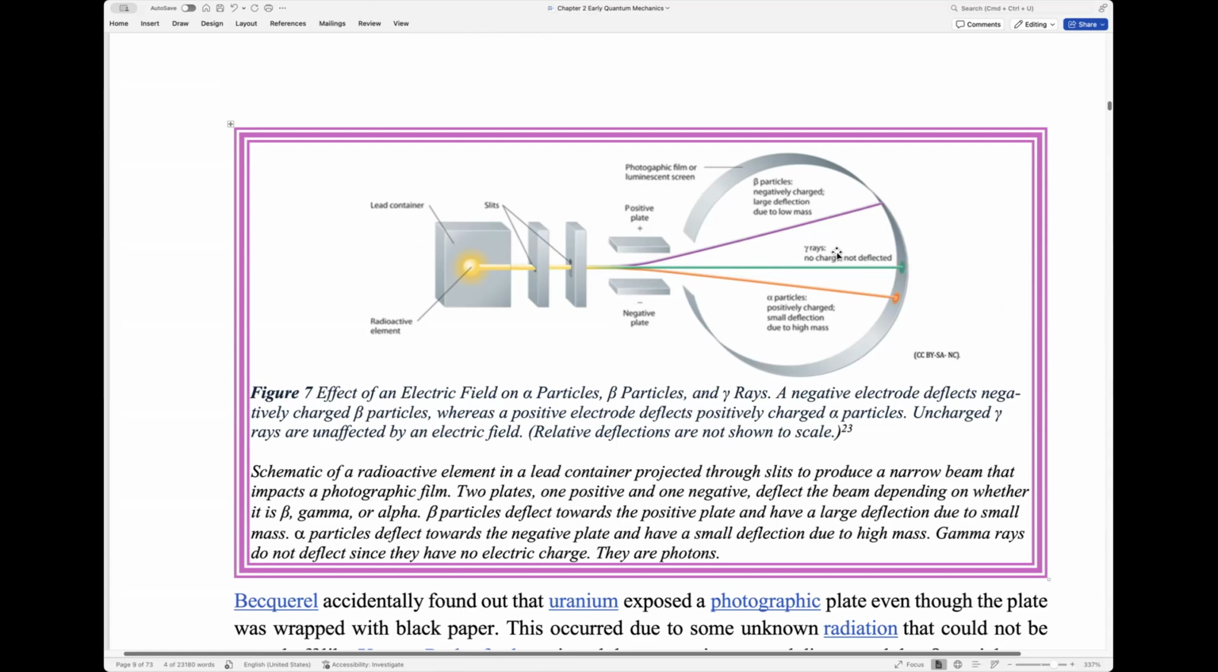We now know why, because gamma rays are photons. They don't have a charge. Beta particles got deflected by these plates because they're negatively charged electrons. And the alpha particles are positively charged, and they got deflected the opposite direction. So this is the first step in understanding what are the properties of what comes out of radioactive materials.